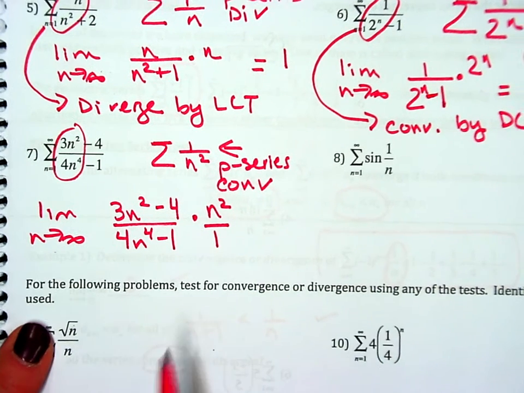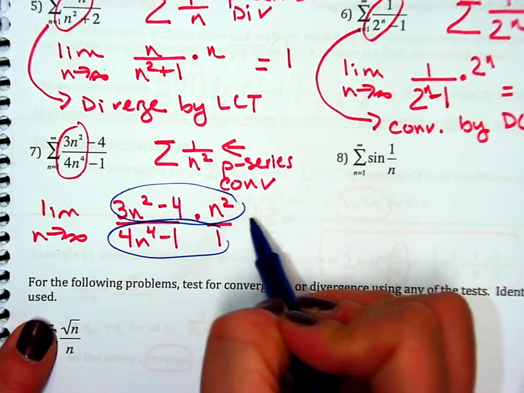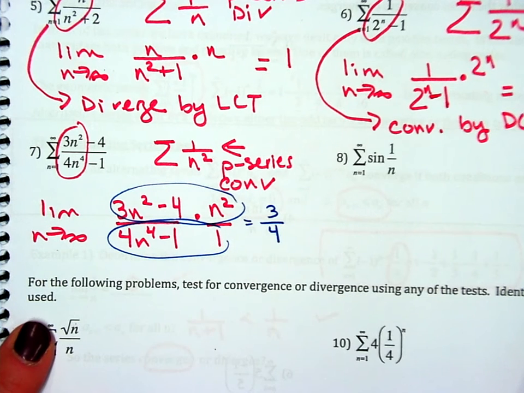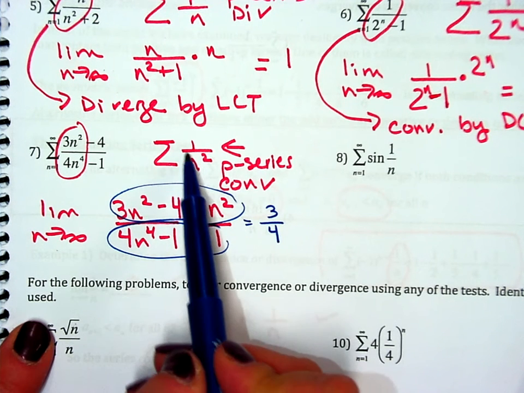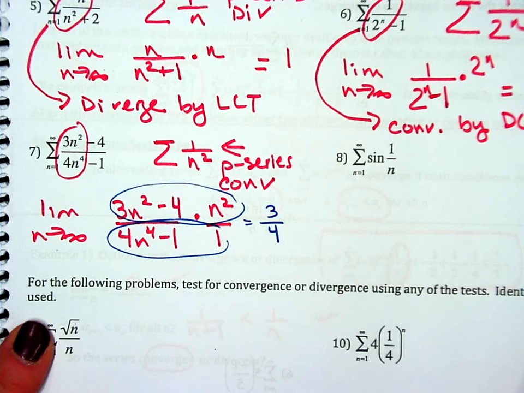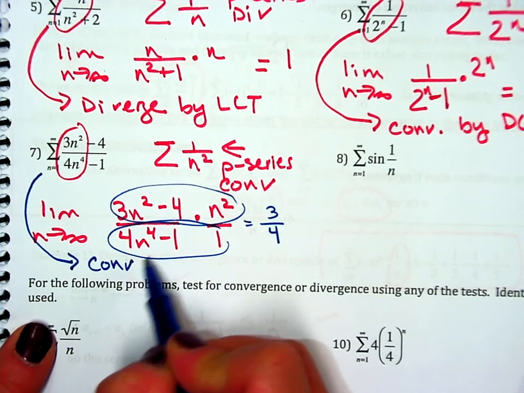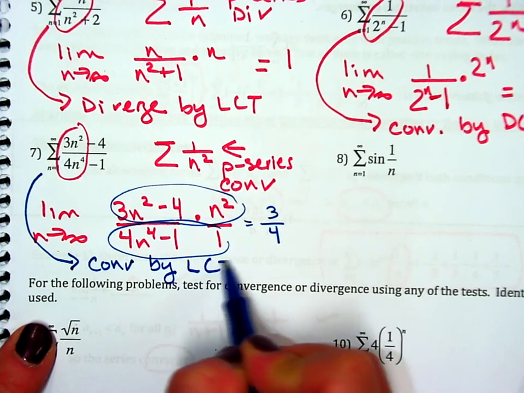Again, notice you end up with powers always on the top. 3n to the 4th, 4n to the 4th. Ratio of the lead coefficients, this limit is 3/4. You may get a different limit if you kept the 3/4 in this series that you're comparing to, but the conclusion is the same. You still get a positive real number, so I can say that the original series also converges by LCT.